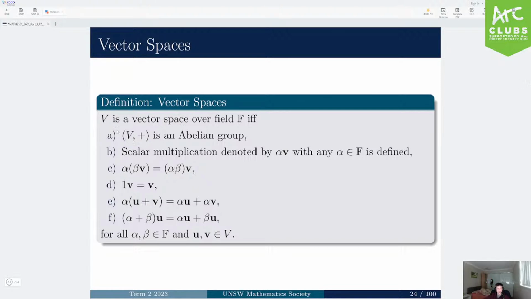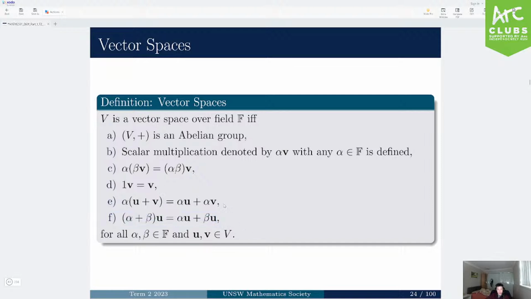We sort of condensed it down using the definition of groups. So in this case, V is a vector space over the field F if and only if these 6 conditions hold. A, V with addition is an abelian group. B, scalar multiplication with any alpha is defined. C is this associative law. D is multiplication by 1. E is the distributive law of vectors. And F is the distributive law of scalars.